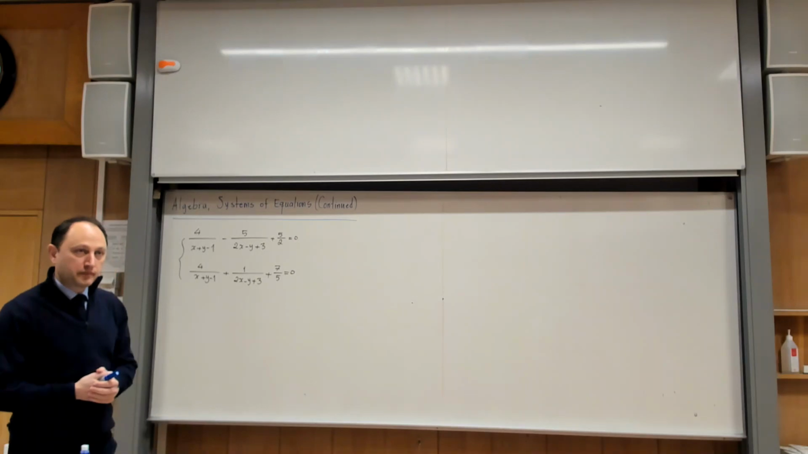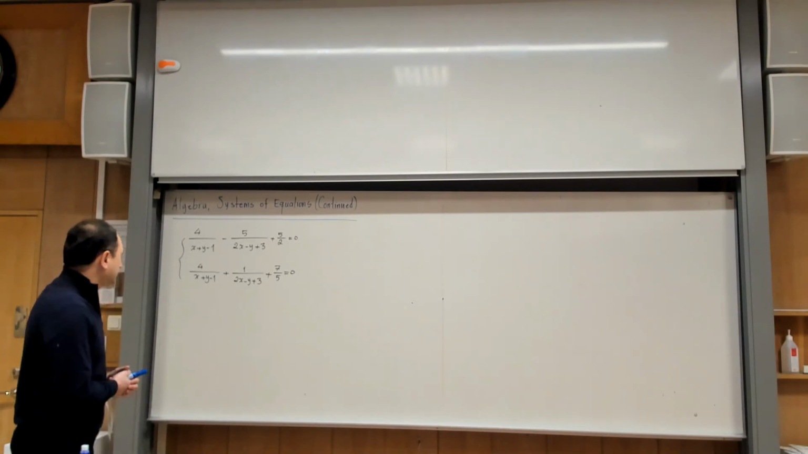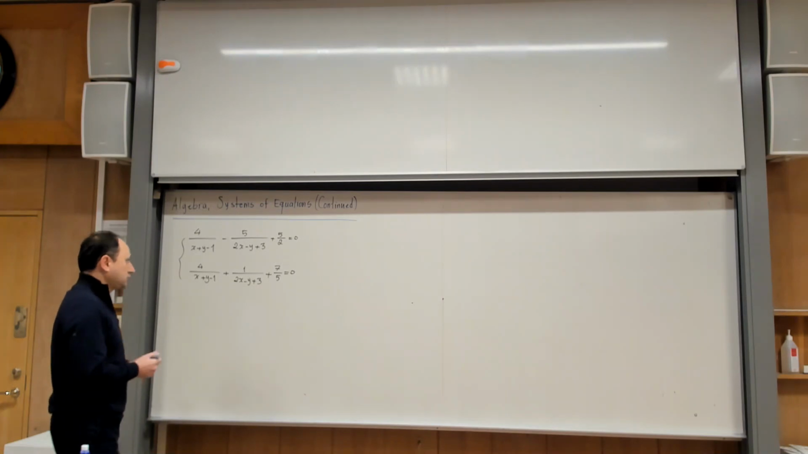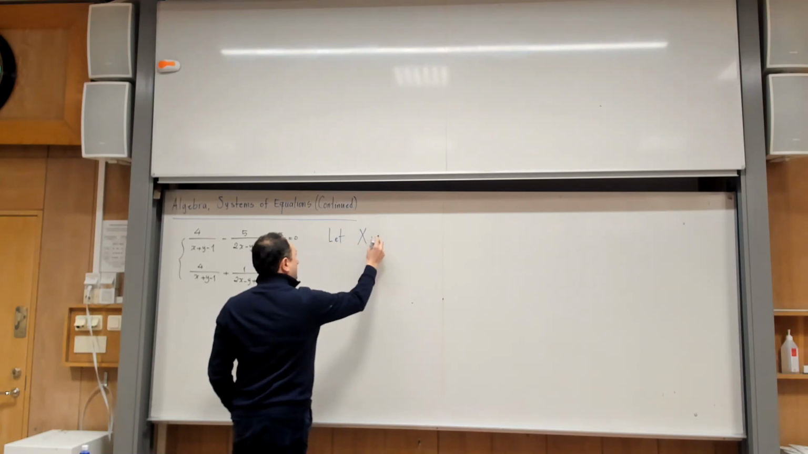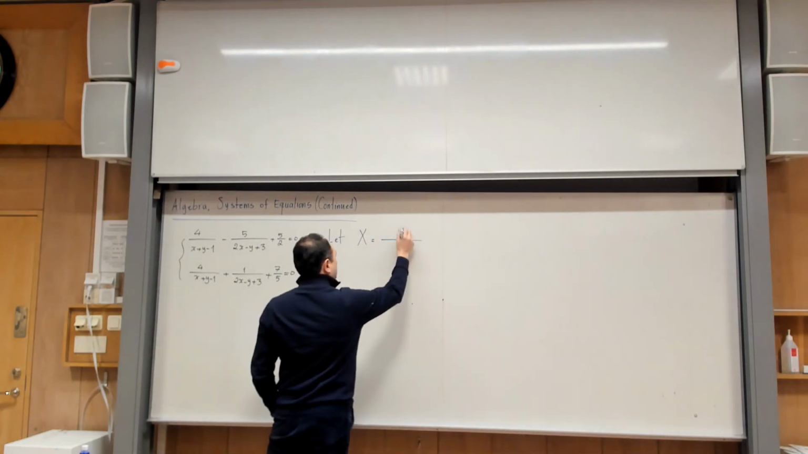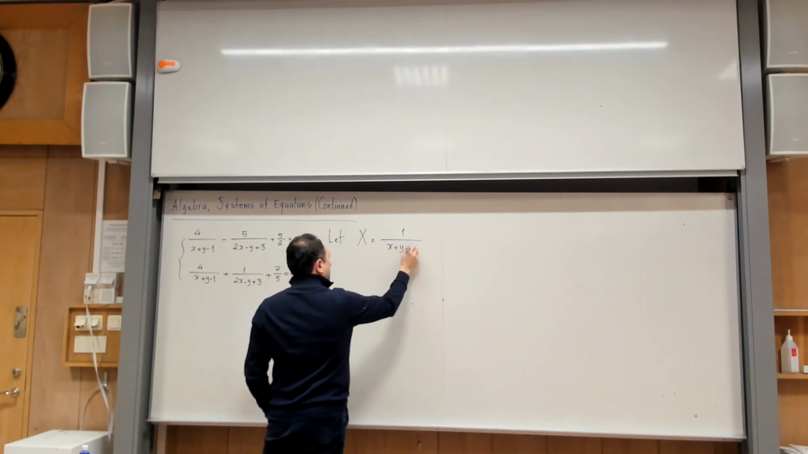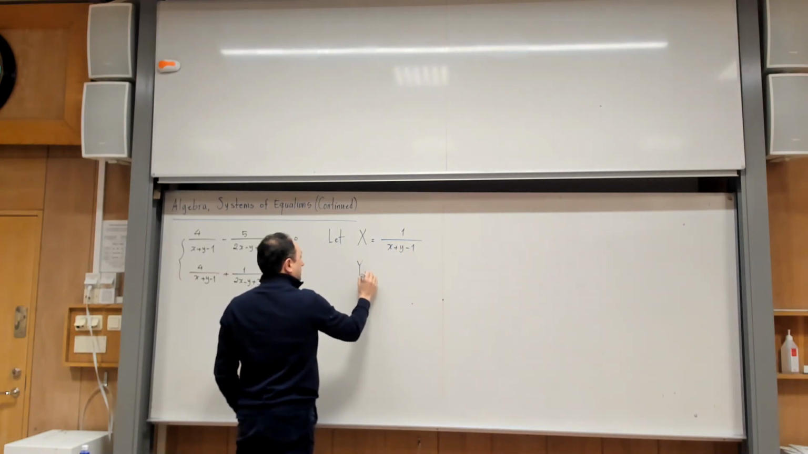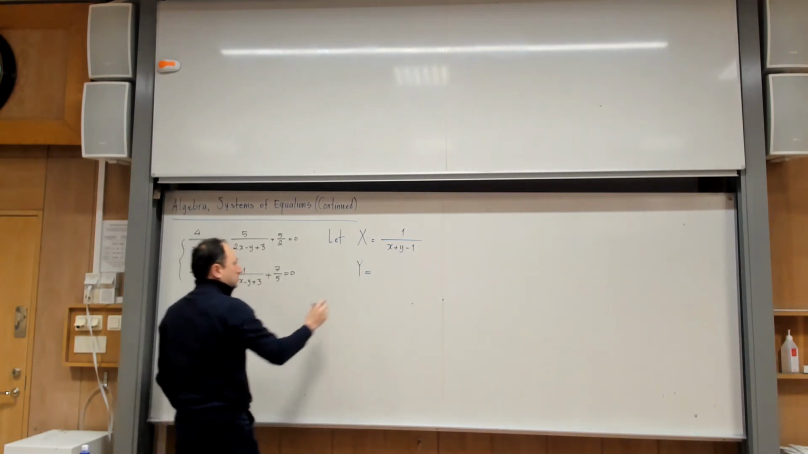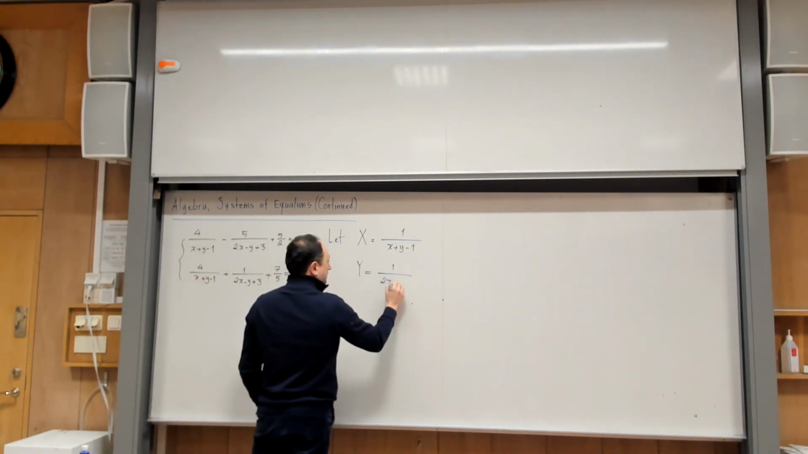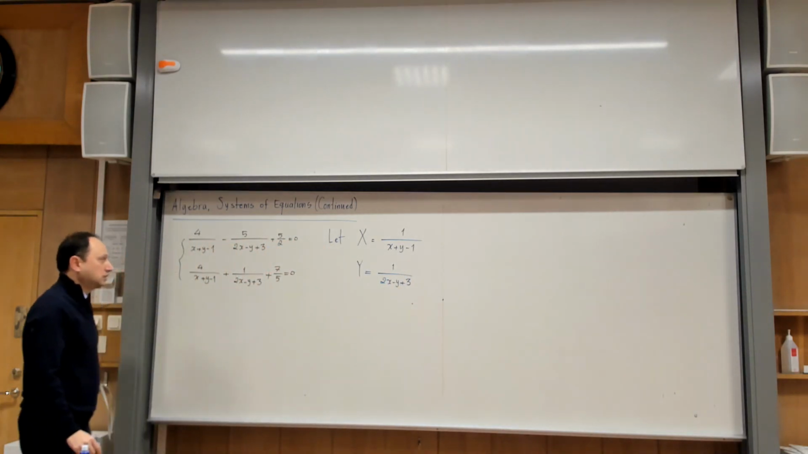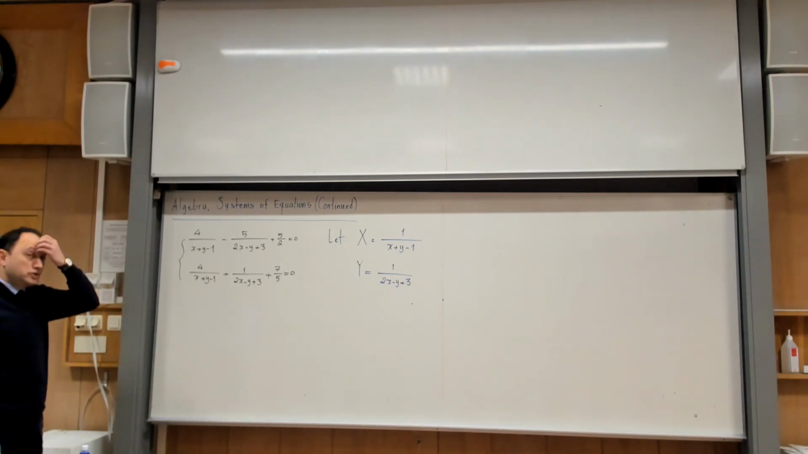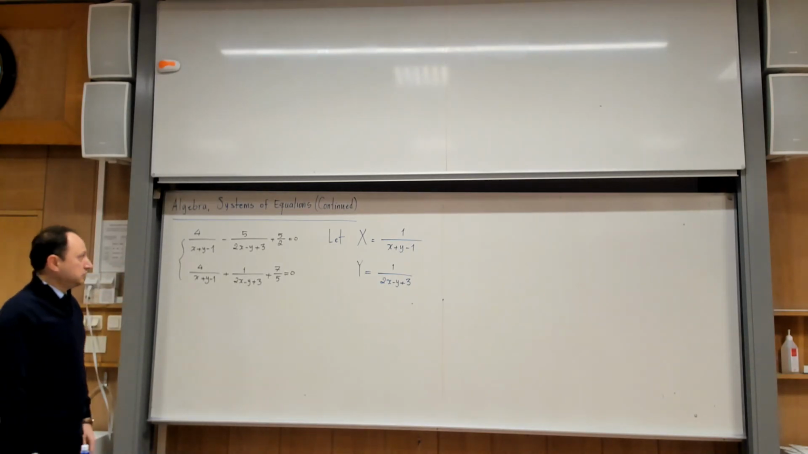Yes, Oscar? I set 1 over x plus y minus 1 as capital X. So you say you put capital X to be what? 1 over x plus y minus 1. Yes? And then capital Y is 1 over 2x minus y plus 3. Yes, that's a good choice, I think. So we introduce these two new variables. These are all auxiliary variables, and then we plug them back into my equation.